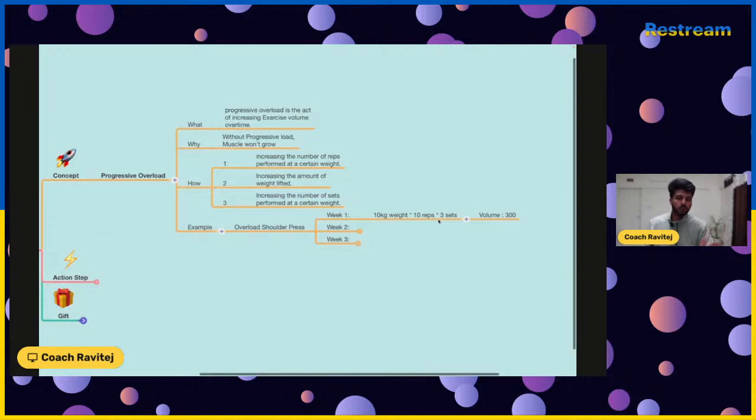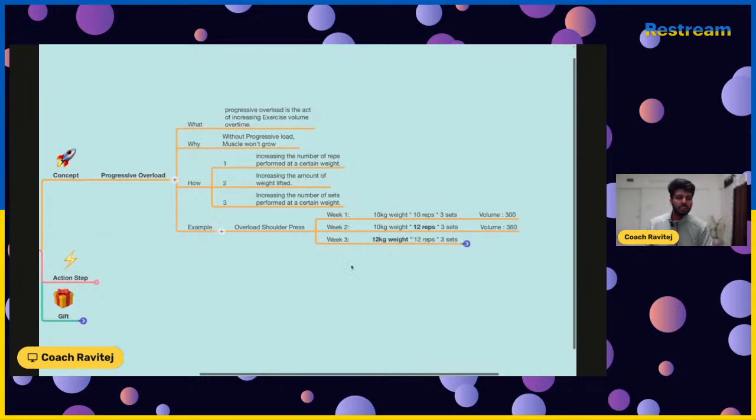Okay, so that is 300. Now week number 2, what you will do is, you are easily doing the 10 repetitions. Now you are increasing by two more repetitions. That will be 10 kg into 12 reps into 3 sets. So the volume has increased to 360 now.